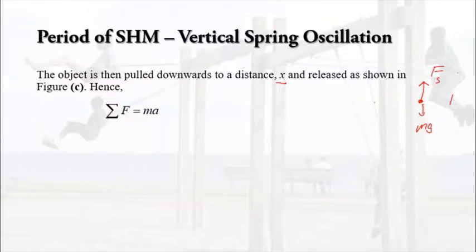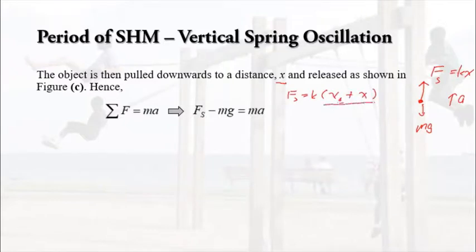So my a is heading up, and therefore I have Fs minus mg equals ma. What should I put as Fs? If we want to apply Fs, we know that Fs equals kx. But now your object is being extended twice: once when it's at its equilibrium position, and the second time when it is at its maximum position. Therefore, for the third case, our Fs equals k(x naught plus x). This extension is based on the original length of the spring.